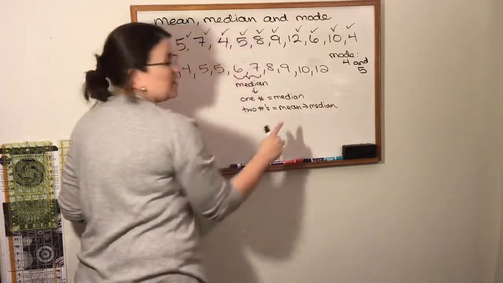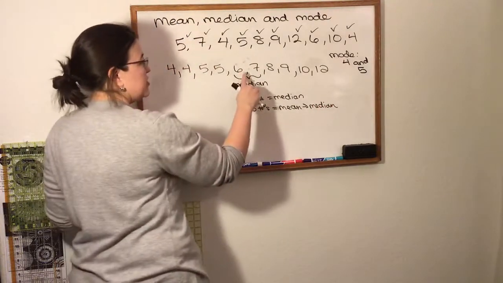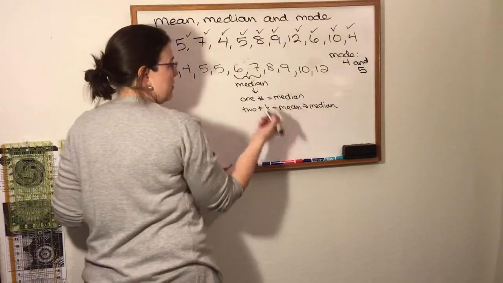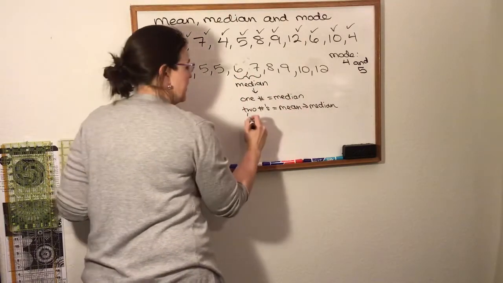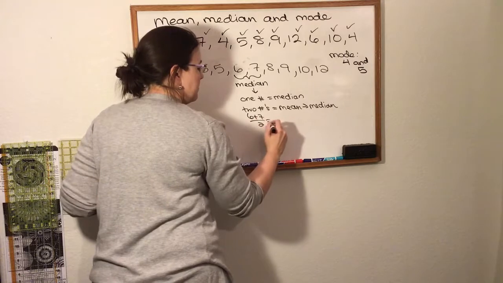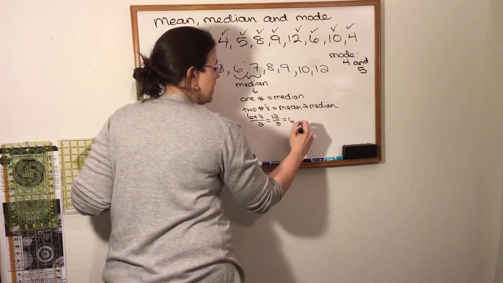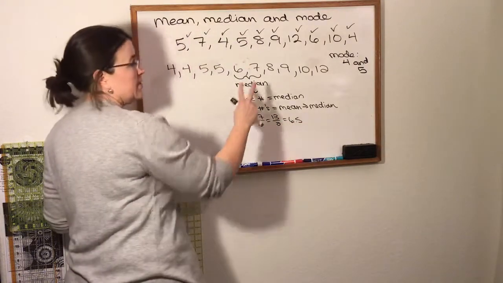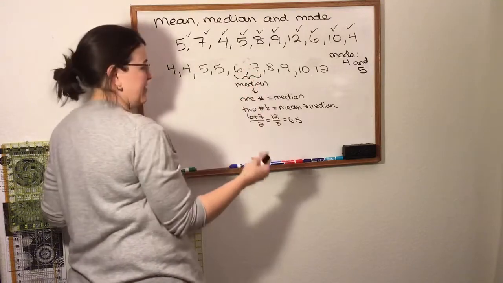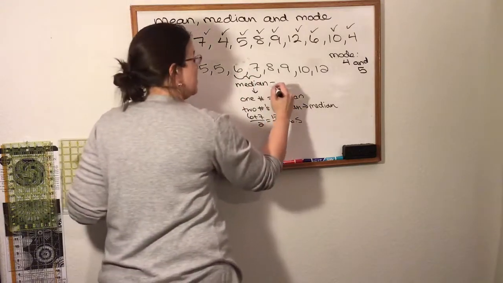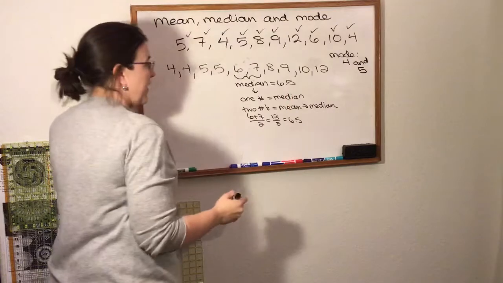Okay, to find the mean, it just means average. So we're going to add these 2 numbers together. That's 6 plus 7, and that's 13. And then 13 divided by 2 is 6.5. Or you maybe realize that halfway between 6 and 7 is 6.5. So the median is 6.5.